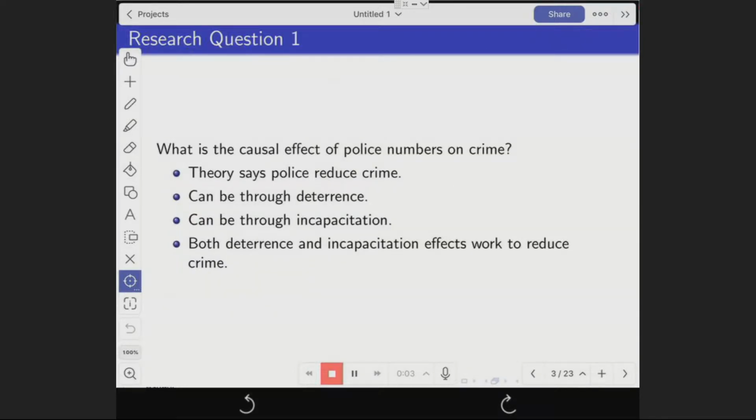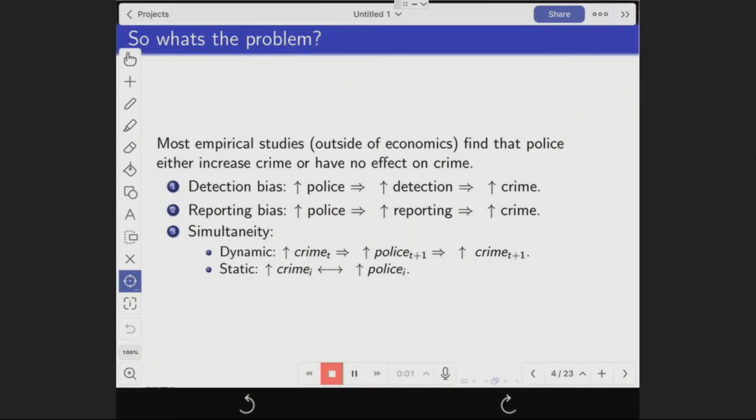Okay, so research question number 1. What is the causal effect of police numbers on crime? It's pretty straightforward. Theory says that police reduce crime, and that can occur through two channels. The first is a deterrence effect. That is, the police go out and they essentially shrink the fraction or the percentage of the population that offends. The second is incapacitation. That means they basically just lock them up and they're off the street. Now, it's important to note that both deterrence and incapacitation work to reduce crime, so they move in the same direction. So that's a straightforward question.